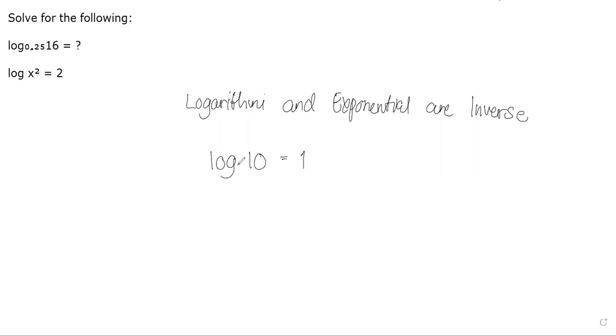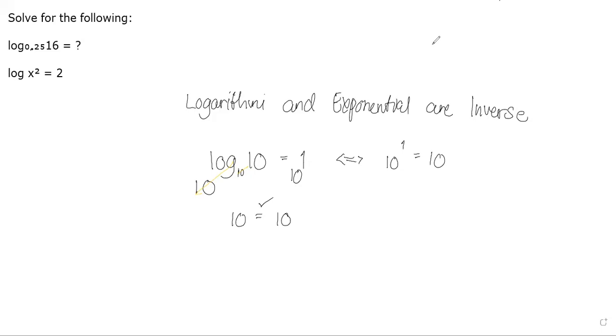Why? When there is no base written here, automatically there is a 10. That is what we call common logarithm. So why do we say they are inverses? This is just the same as saying 10 raised to 1 is equal to 10. When we apply exponentiation on both sides, 10 raised to the logarithm of 10 to the base 10, because they are the same, according to the logarithmic law they cancel out. So 10 is what remains, which is equal to 10 to the first, also equal to 10.